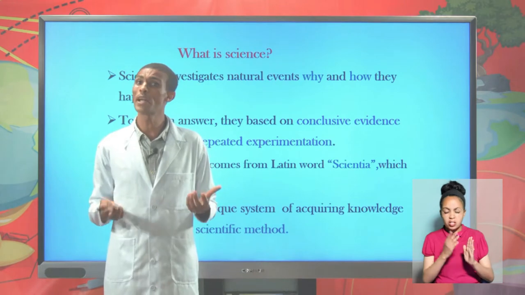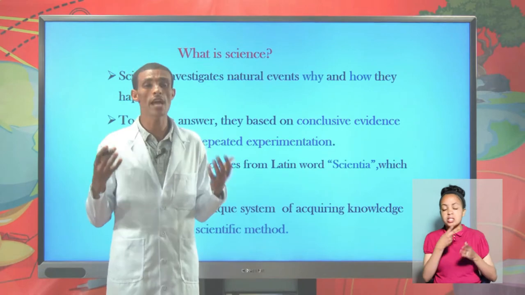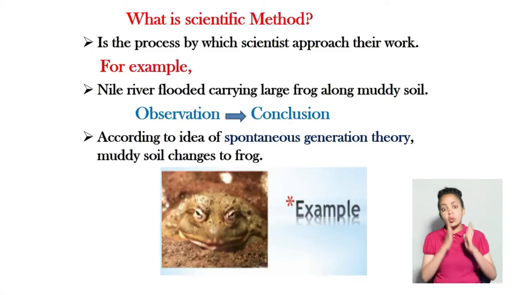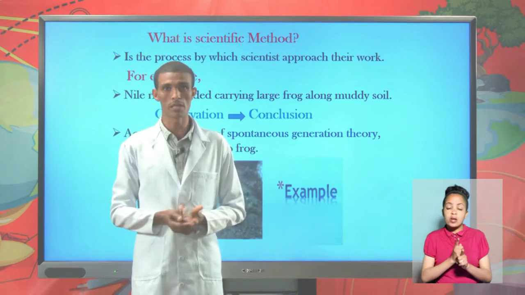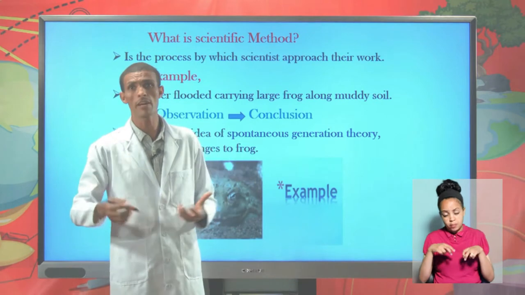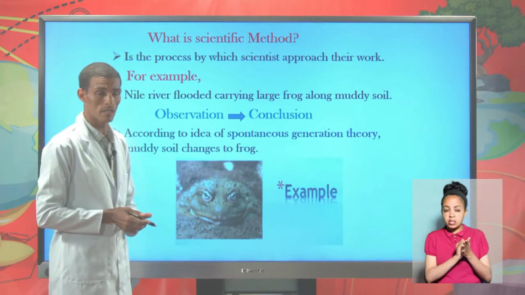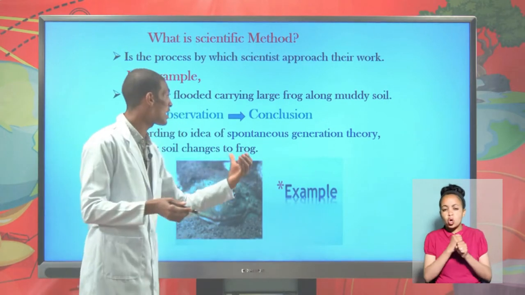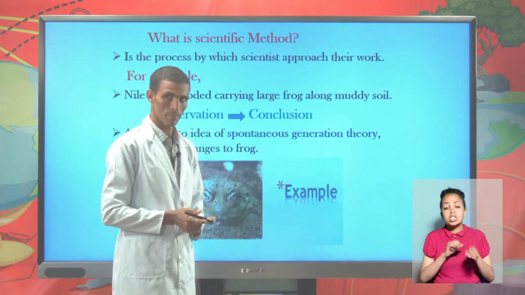Student, do you know what I mean by scientific method? It is a process by which scientists, biologists approach their work. For example, in ancient science, people saw their surroundings and gave a conclusion directly on what they observed, without any experimentation. For example, if a certain river flowed with muddy soil, they would see a frog in that muddy soil. Then they concluded that the soil can give rise to a frog. This indicates that life can arise spontaneously, supporting spontaneous generation.